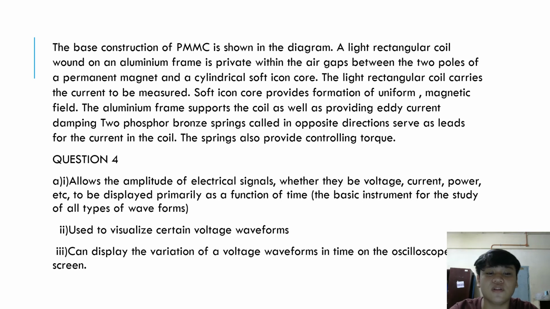This is for question 4. A1 allows the amplitude of electrical signals, whether voltage, current, power, etc., to be displayed primarily as a function of time. It is the basic instrument for the study of all types of waveforms. 2 is used to visualize certain voltage waveforms. 3 can display the variation of a voltage waveform in time on the oscilloscope's screen.